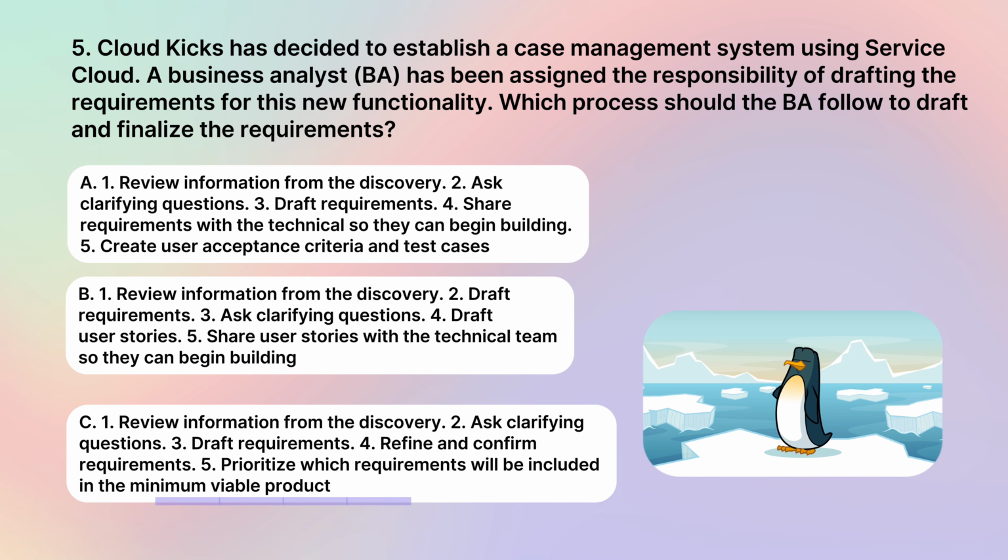Option A is incorrect because it does not include refining and confirming requirements, which are important steps in ensuring that the requirements are complete and accurate. Also, creating user acceptance criteria and test cases should be done after the requirements have been finalized. Option B is incorrect because it jumps to drafting user stories before refining and confirming requirements. User stories should be based on well-defined requirements, so skipping this step could lead to incomplete or inaccurate user stories.